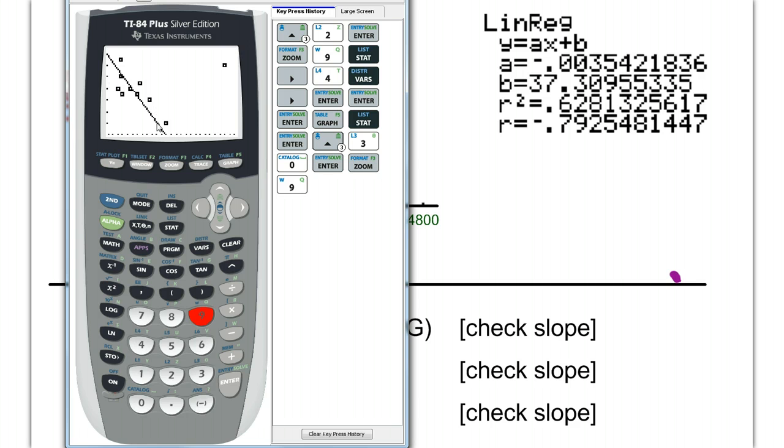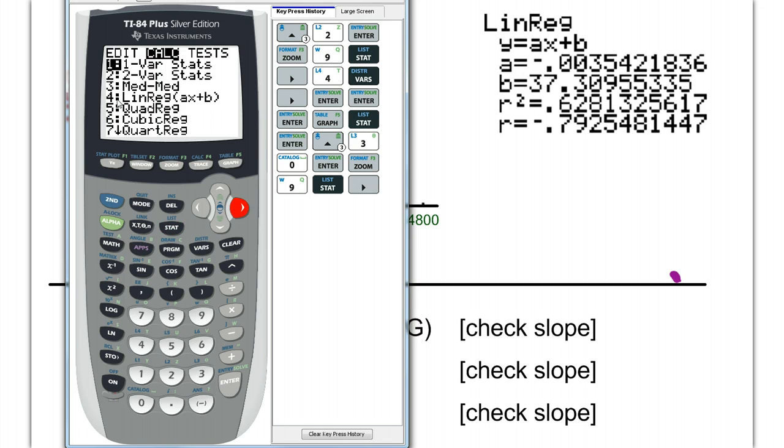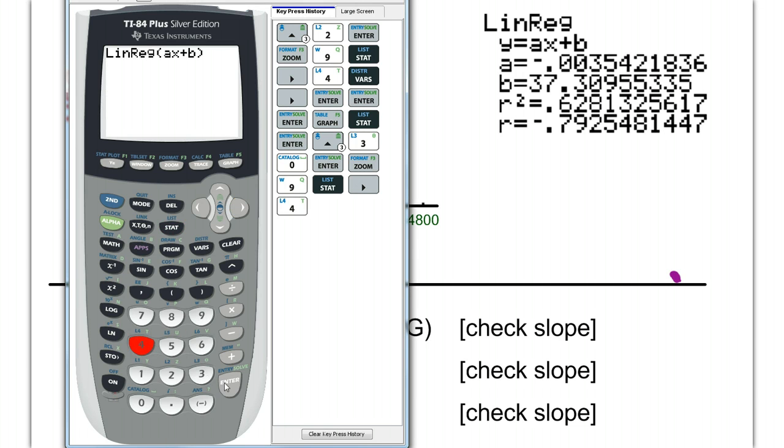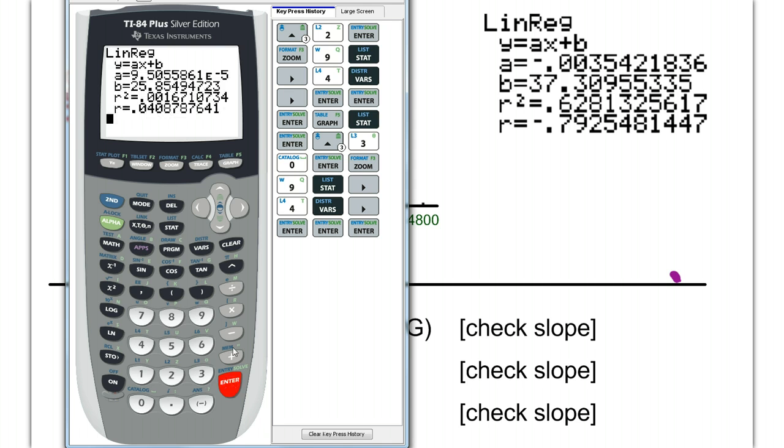Okay, well clearly that old line of best fit is not going to fit anymore because this point is now way up here. So let's recalculate the line of best fit while we look at our numbers. Stat, Calc, fourth one down, LinReg. We're going to do our VARS, Y-VARS, enter, enter, enter. And this way it's going to recalculate our line of best fit for us in the graph.